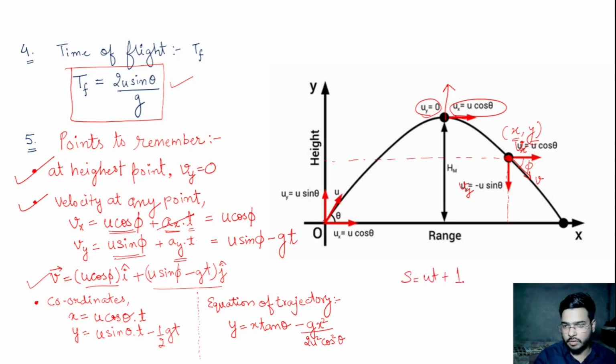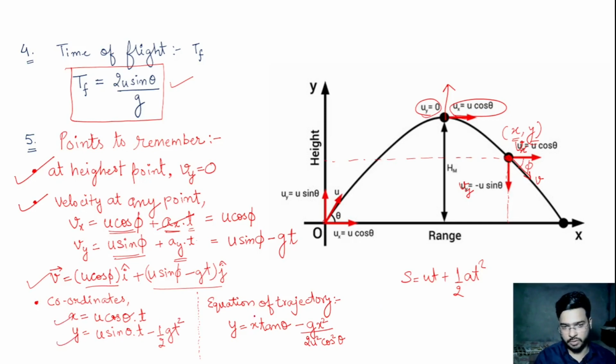We just use this equation of motion, s is equal to ut plus half at square. Here s is equal to x for horizontal, u is equal to u cos theta for horizontal, and t is the instantaneous time, small t, and here ax is equal to 0. That is why this component vanishes. And if we are talking about the y axis, then this one is y and this one is uy. Uy means u sin theta, and then t is the instantaneous time, and then 1 by 2 a, where a means minus g, and t square, so 1 by 2 gt square. So this is the coordinate for y. So this is the x coordinate, this is the y coordinate.